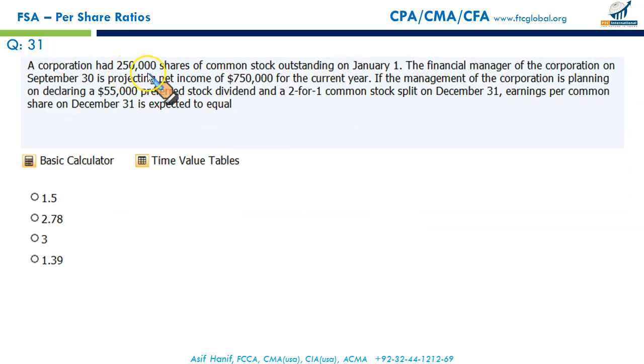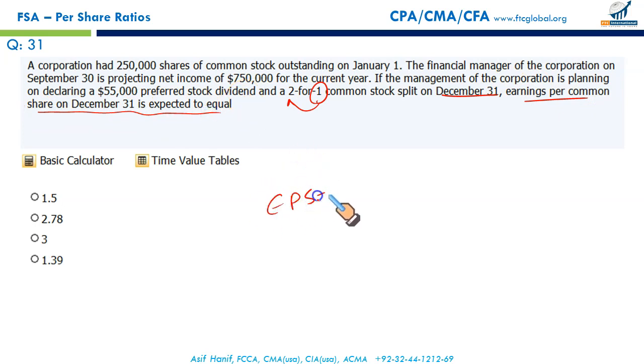A corporation had 250,000 shares of common stock outstanding on January 1st. The financial manager of the corporation on September 30th is projecting net income of $750,000 for the current year. If the management of the corporation is planning on declaring a $55,000 preferred stock dividend and a 2-for-1 common stock split, where every one common stock right now will be divided into 2 equal parts on December 31st, earnings per common share on December 31st is expected to equal.